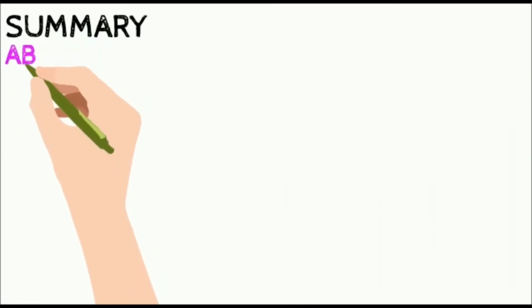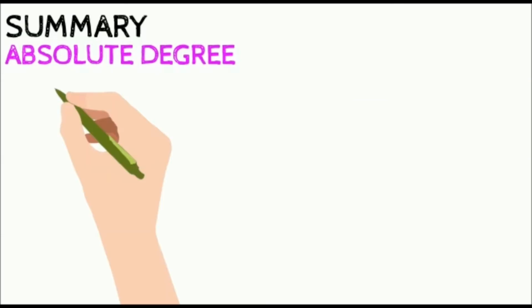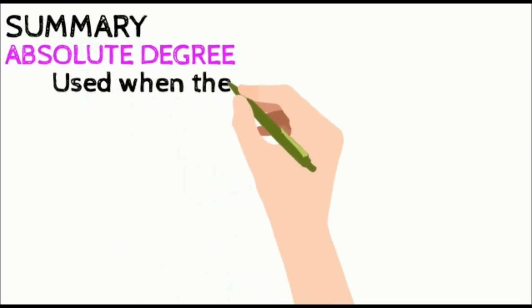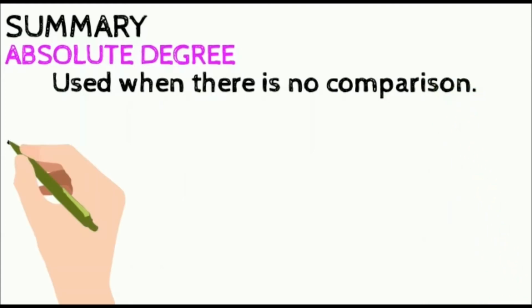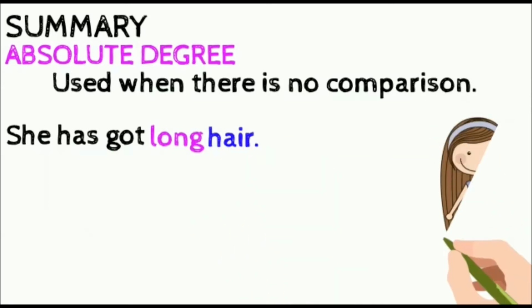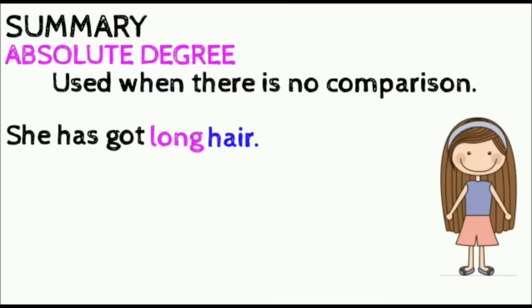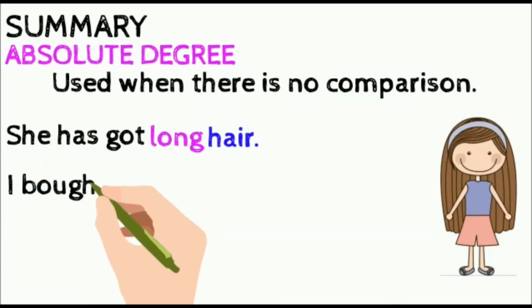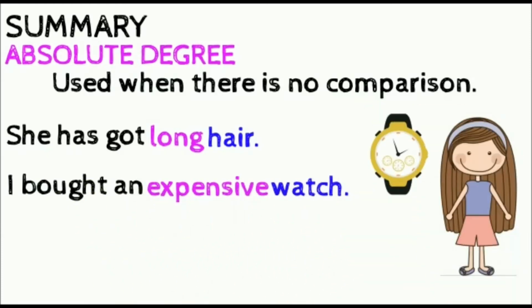Summary. Absolute degree of adjectives. This is used when there is no comparison. She has got long hair. Here we are not comparing the hair of this girl to anyone else, and therefore long is the absolute degree describing the noun hair. I bought an expensive watch. Here expensive is the absolute degree describing the noun watch. That's a good idea. Here again good is the absolute degree describing the noun idea.